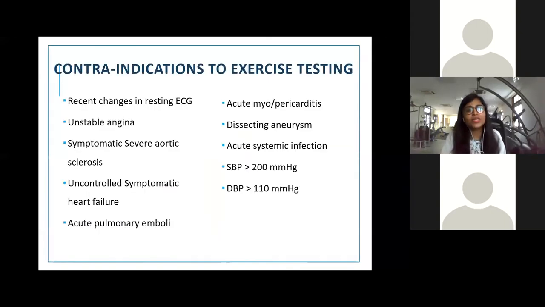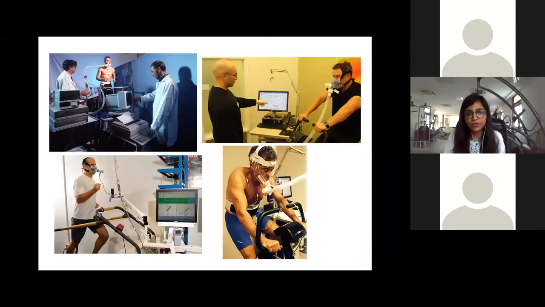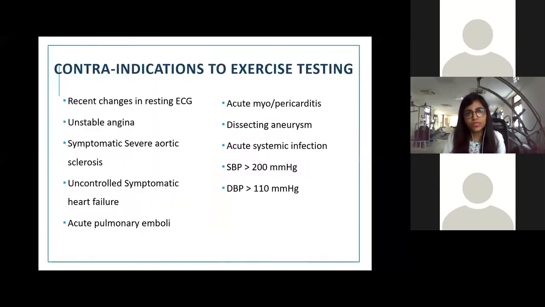Before we start with this, we have to look for any contraindication for exercise testing. So the first step for doing a VO2 max test is checking for contraindications. These are all contraindications similar to those for any maximal testing, so those have to be ruled out.